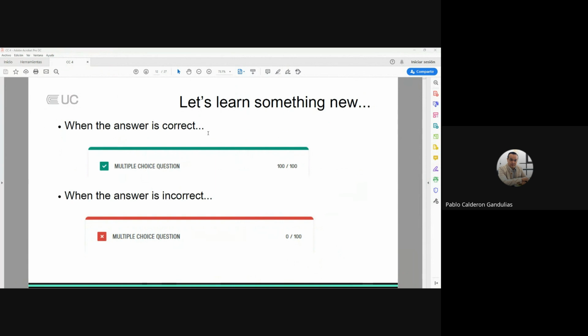If it is not clear, you can rewatch the video. If it is clear, choose your answer and submit it. Okay? If your answer is correct after submitting it, it will appear green. If your answer is incorrect, it will be red. Okay? Is it clear? Do you have any questions?